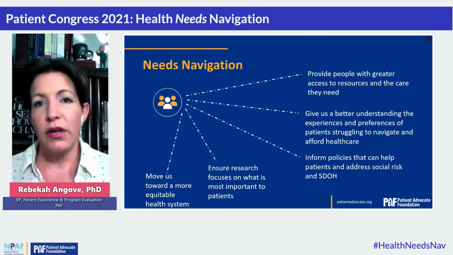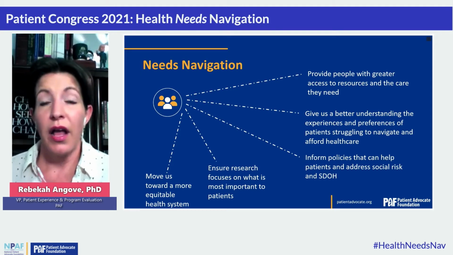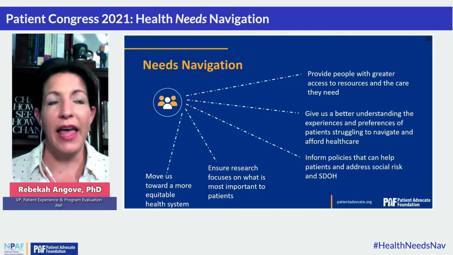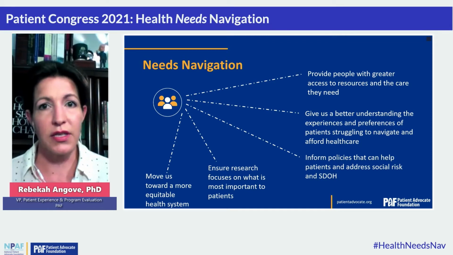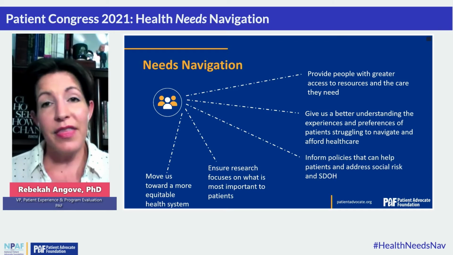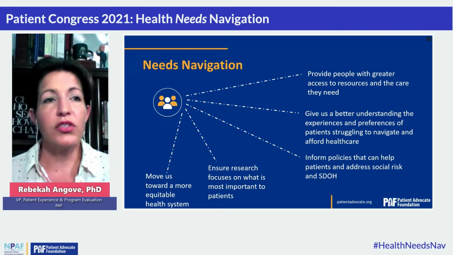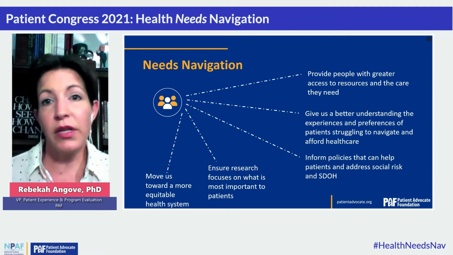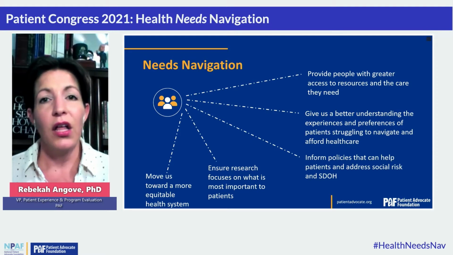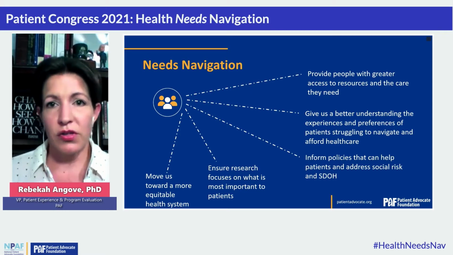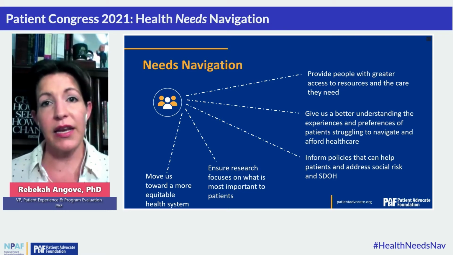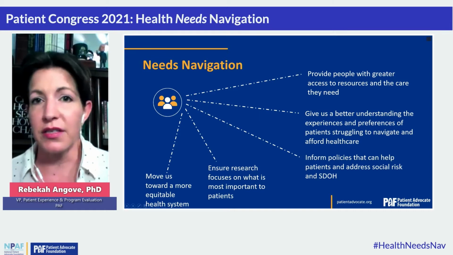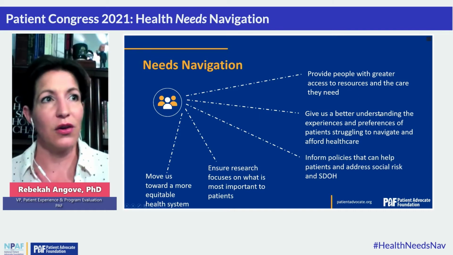Once we start learning what that patient experience is, we can start putting programs, interventions, and policies in place that can help patients address those social risks and social determinants. And then there is a whole body of research and work focusing on what's most important to patients, and we only learn that by talking to patients. Learning from patients what their social needs are and the experiences they're bringing can help inform research and truly move us towards a more equitable health system. That is the ultimate goal.